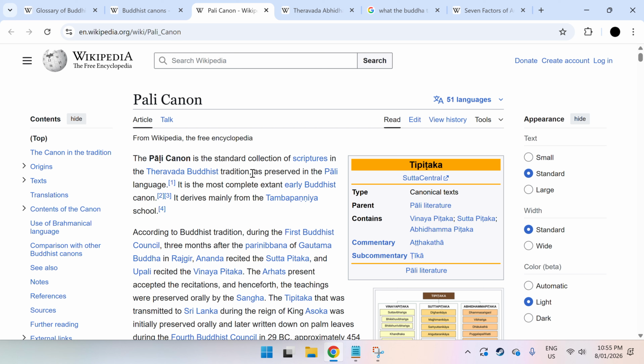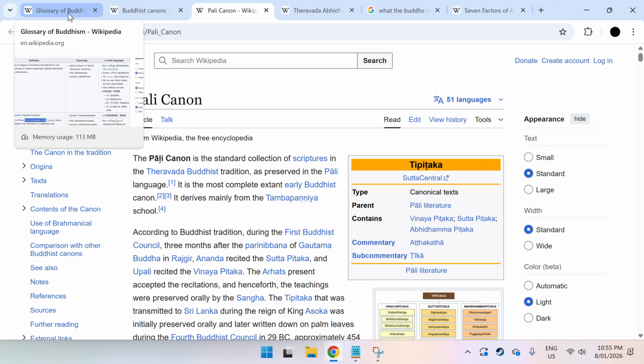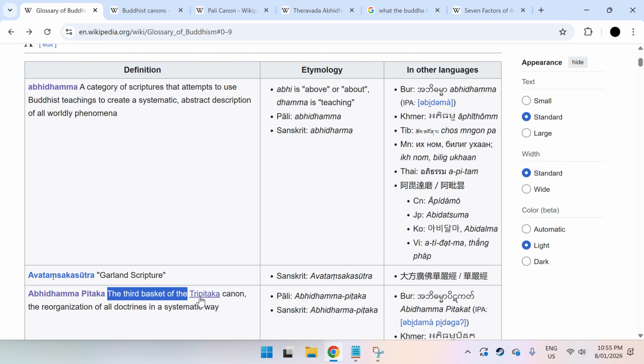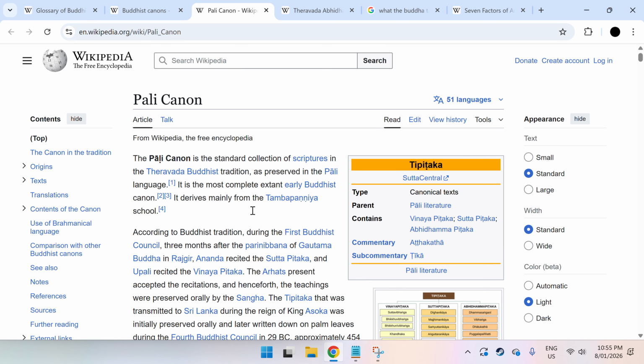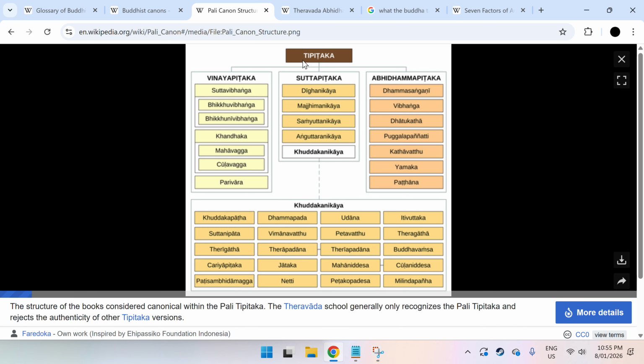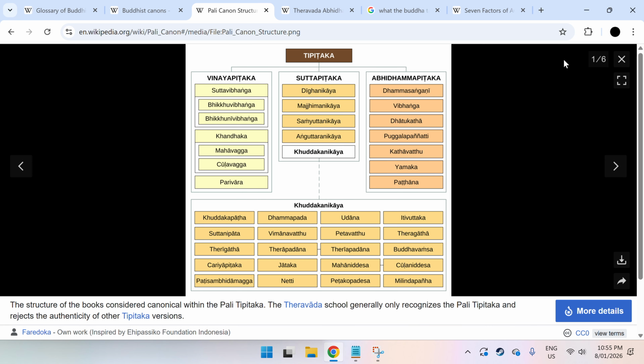The Pali Canon is very important to the Theravāda Buddhist tradition. It's used by others, I'm sure, but it's the standard collection of scriptures in the Theravāda Buddhist tradition as preserved in the Pali language. Right. And we've got this thing called a Tripitaka, but here it's called the Tipitaka. So let's have a look here. The three baskets, right?